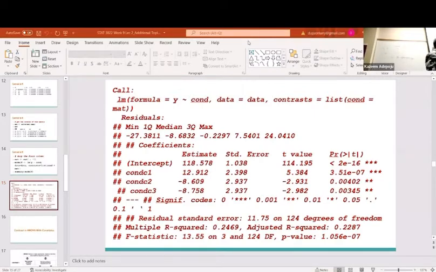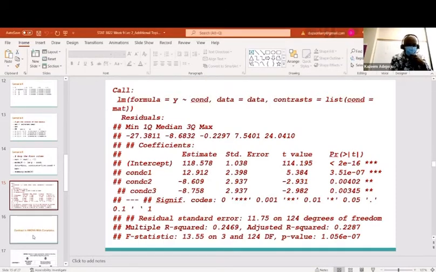Now look at the second contrast and the third contrast. With this, the number of p-values you're going to have depends on the number of contrasts you actually tested. Now, that is how to do that.